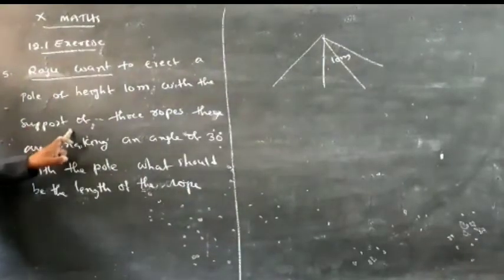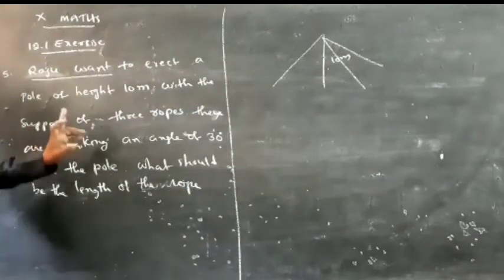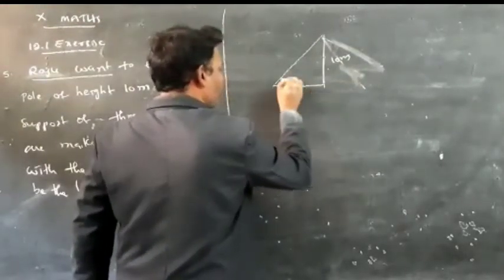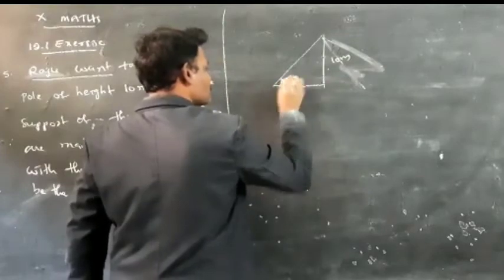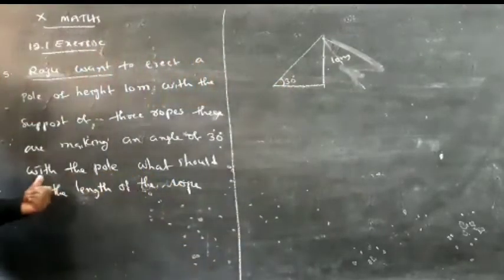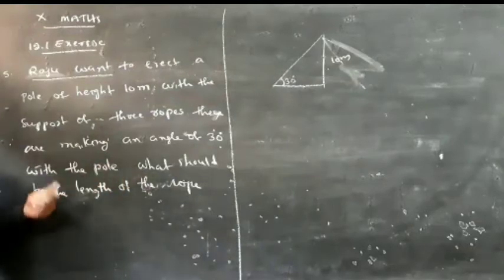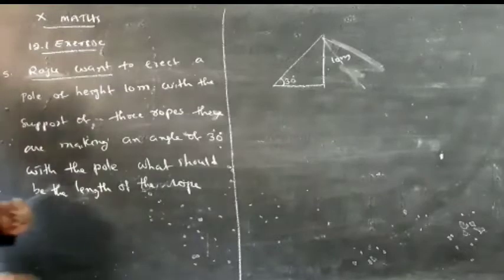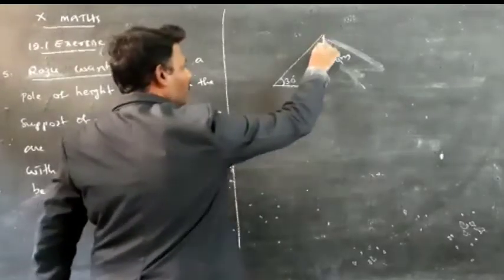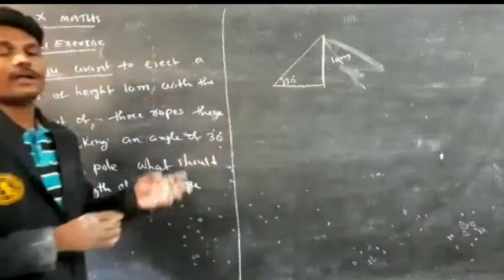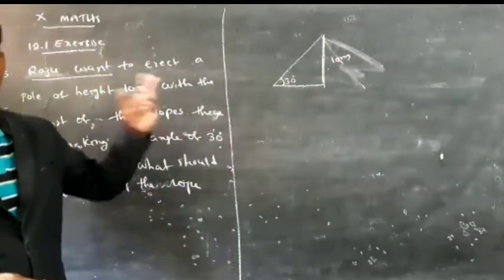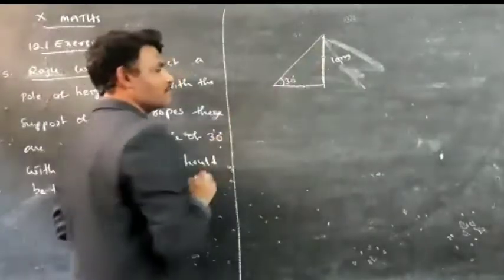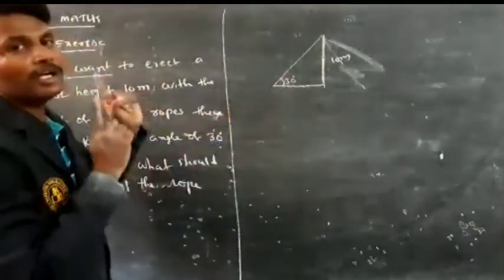With the support of the 3 ropes, they are making an angle. So the ropes are making an angle of 30 degrees with the pole. What should be the length of the rope? You have to find out the length of the rope. So, clear question here. One 10 meters high pole is there. Raju wants to erect that pole and he is taking the support of 3 ropes, and each and every rope is making a 30 degrees angle with the ground.